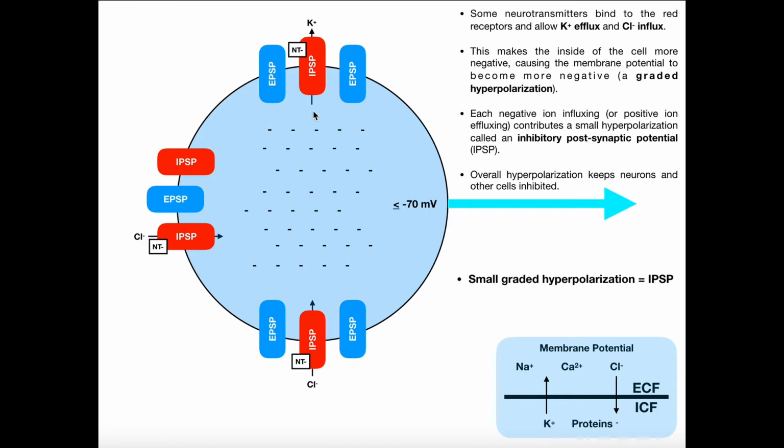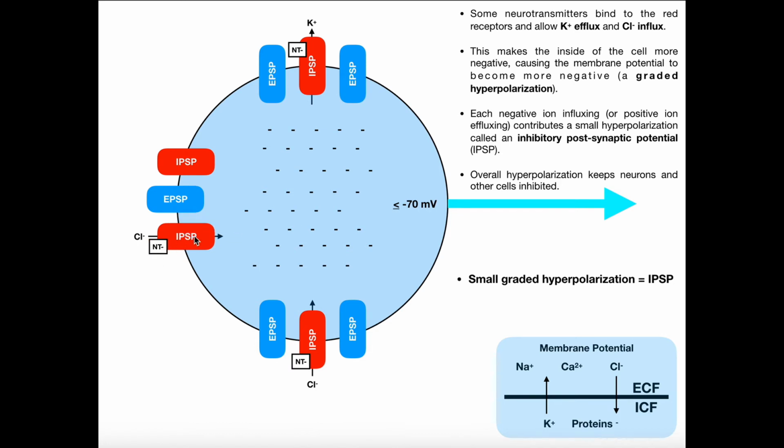But you have to have little bits and a lot of them. Every time potassium effluxes, those little hyperpolarizations are called graded hyperpolarizations because we're making the inside of the cell more negative. And in fact, those small graded hyperpolarizations are now called IPSPs, or inhibitory postsynaptic potentials. Okay? Let's look at these over here. We've got this neurotransmitter floating around. Eventually it's going to bind to this receptor.